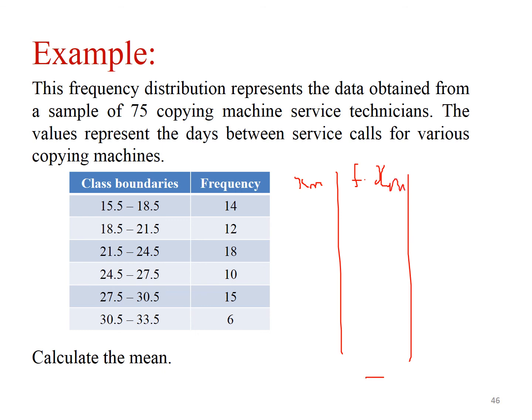So then this summation should be equal to the total number of summation of f times xm, divided by the total sum of frequencies, and that should be equal to the mean. So you can try it yourself, that is practice for you.